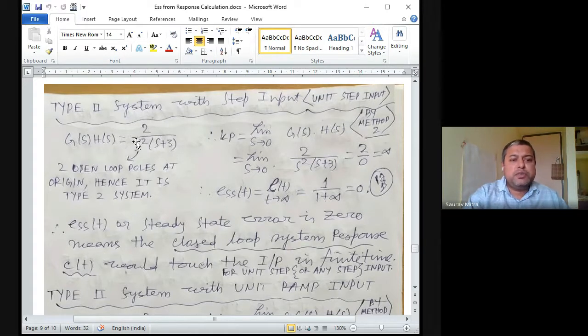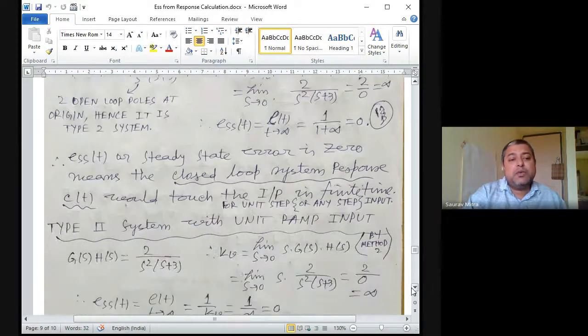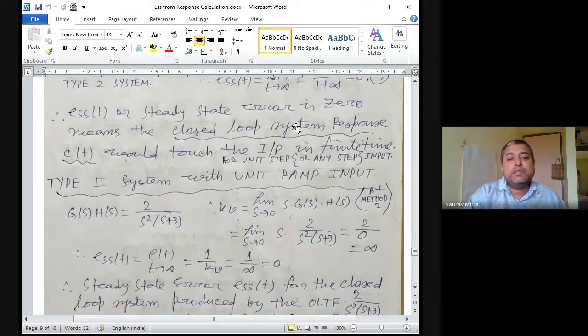So GSHS is equal to 2 by s square into s plus 3. So Kp is equal to 2 by 0. So Kp we are finding, that is limit s tends to 0 of GSHS, so 2 by s square into s plus 3. So this s square is there. If you're substituting 0, it becomes infinity. So ESST is equal to 1 by 1 plus Kp, that is equal to 0. So ESST or steady state error is 0. What does it mean? It means that the closed loop system response is going to touch the input at t is equal to infinity.